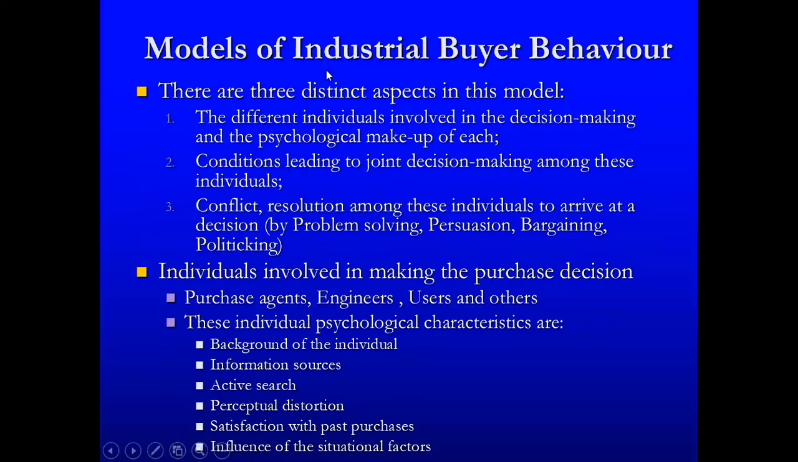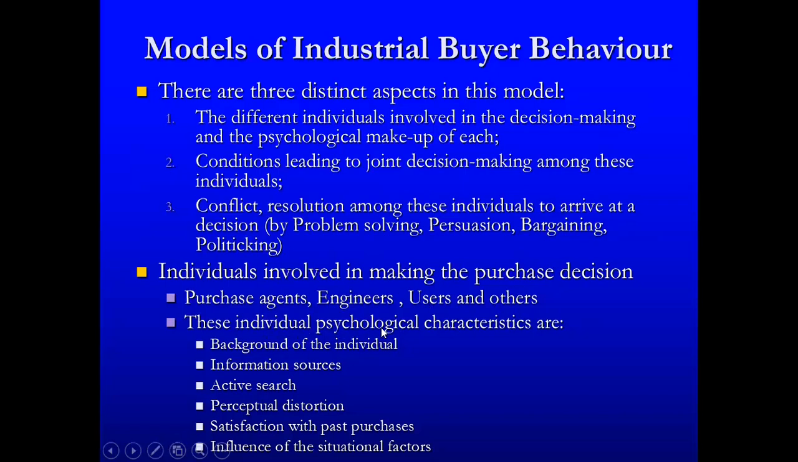Then finally about models of industrial buyer behavior. There are three distinct aspects in this model. One is that different individuals involved in decision making and the psychological makeup of each. This is important. So more than one individual is involved in organizational buying. Conditions leading to joint decision making among these individuals, and conflict resolution among these individuals to arrive at a decision by problem solving, persuasion, bargaining, and politicking. Then individuals involved in making the purchase decision include purchase agents, engineers, users, and others.